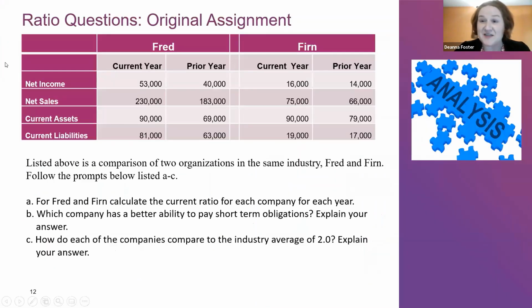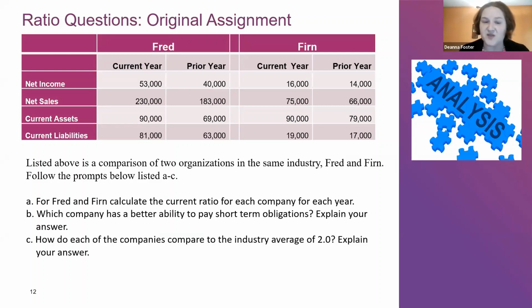So, and again, this is just an example of stage 1 students. As I mentioned before, I really focused on repetition and getting those basic skill sets down for introductory financial accounting. This is a question that I asked on one of my exams, and it's just asking students for current ratios. I have 2 organizations, Fred and Fern, and then I have the current year and prior year information, and then obviously net income, net sales, current assets, and current liabilities.